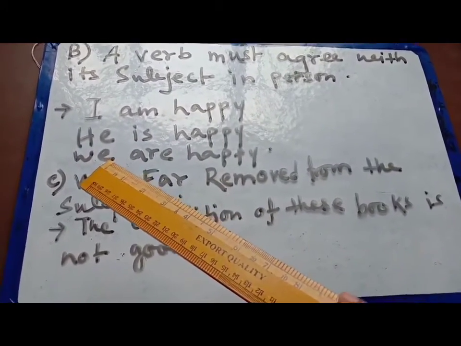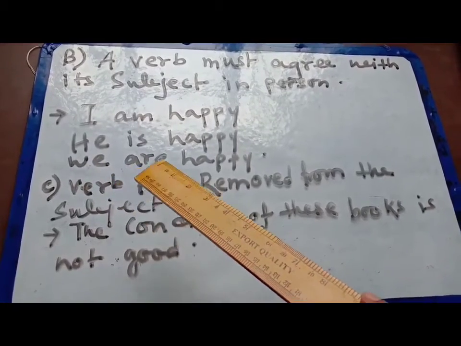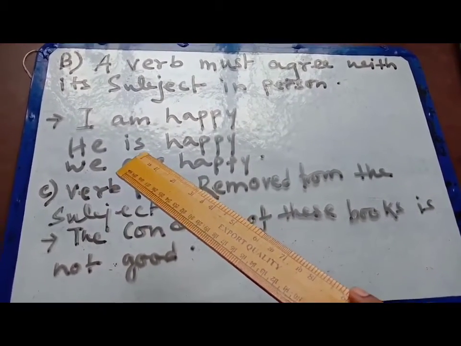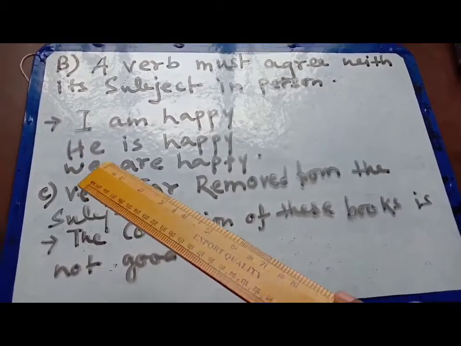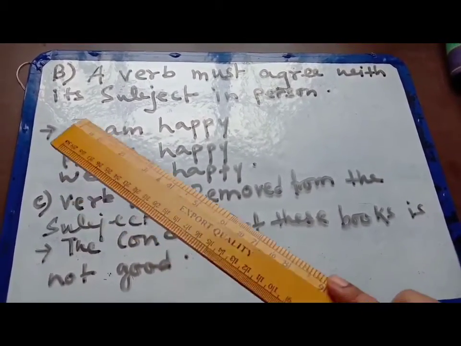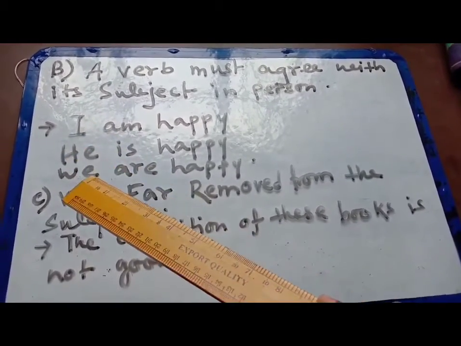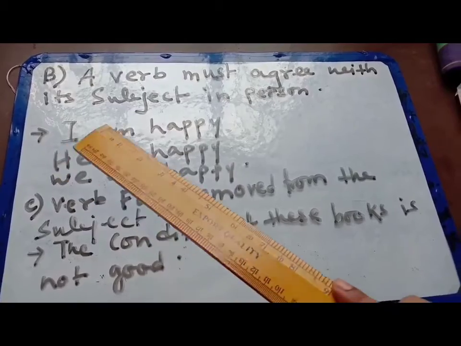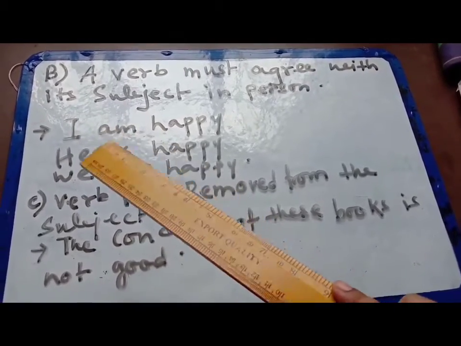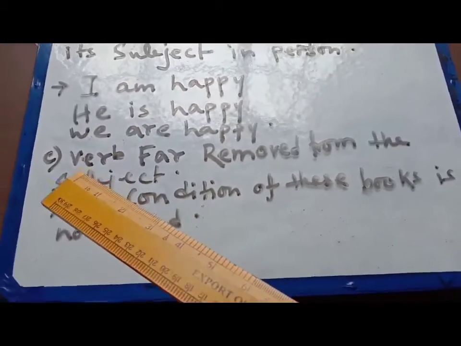Now the third one, in sentence 3, the verb are agrees with the subject we. So we, he, I, these all three are different persons. According to the person of the subject, we write different kinds of verbs. Clear? Now come to number C.